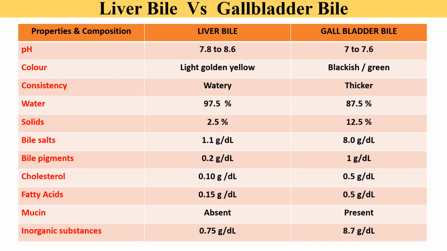For example, the pH of liver bile is more alkaline, that is 7.8 to 8.6, when compared to the pH of gallbladder bile, that is 7 to 7.6. The color of liver bile is golden yellow, while the color of gallbladder bile is blackish green. The liver bile is more watery in consistency, whereas gallbladder bile is thicker.